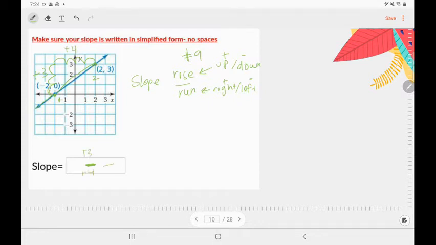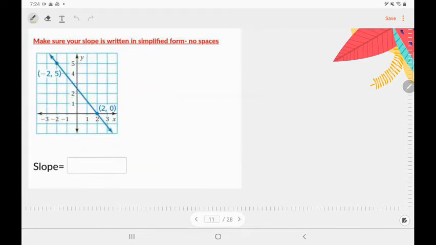Now make sure you always simplify. Don't leave those pluses in your answer. 3 over 4 would be my final answer. So let's try that again. Remember, I always move left to right. So this is point 1 and this is point 2. I always find on my fraction, I always find the rise and then the run.